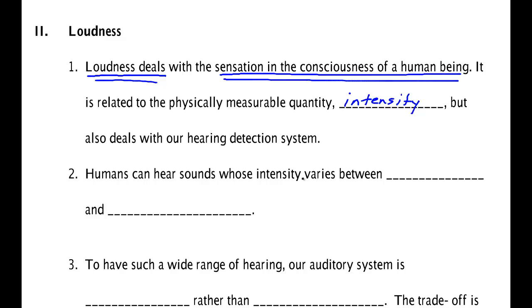Humans have a great range of hearing. We can hear intensities that differ by 1 times 10 to the minus 12 watts per meter squared, all the way up to about 1 watt per meter squared. And I mean this without pain. It may be possible to hear, of course, louder sounds, but you'll damage your hearing and possibly cause great pain.